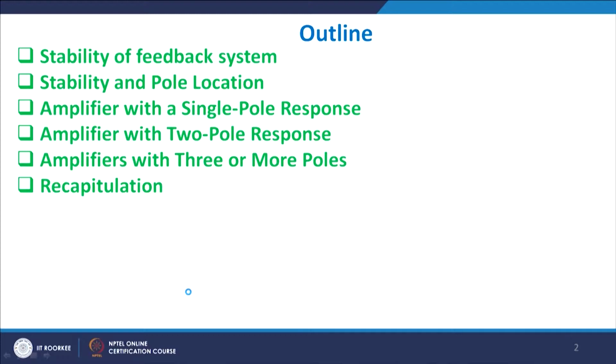So, with this basic background, let me start today's topic and let us see how it works out. We will look into what is known as the stability of a feedback system. So, we will study the criteria for stability in an amplifier design. We will also look into the position of stability and pole location. So, how do I relate where the poles are located, and how stability can be ascertained from the position of those poles in the S plane.